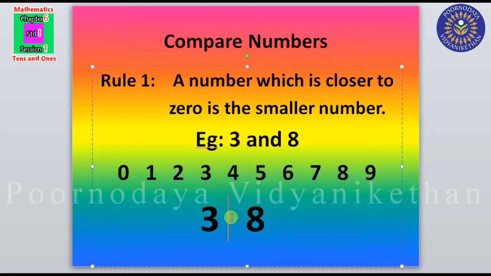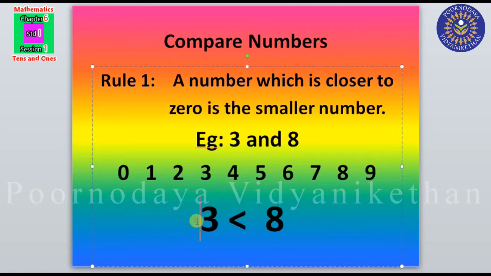So what can we say? 3 is smaller than 8. Now you have to put this symbol. This symbol is known as the smaller than symbol. 3 is smaller than 8. Clear? A number which is closer to 0 is the smaller number. So 3 is the smaller number, and we can put 3 smaller than 8.